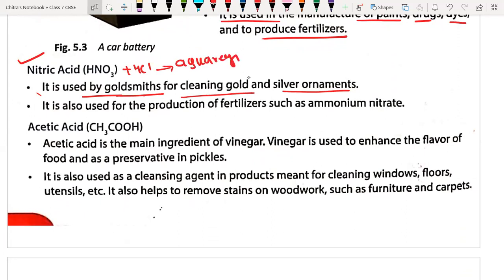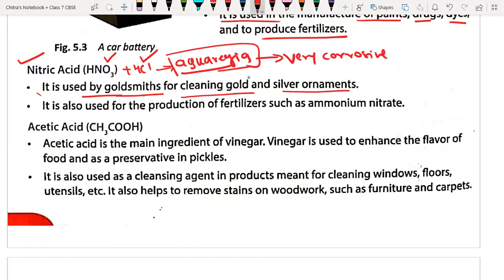Aqua regia. The mixture of concentrated nitric acid and hydrochloric acid is called aqua regia, and it is very corrosive and can corrode gold also. That's why in order to clean gold, we are using nitric acid. Nitric acid is also used in the production of fertilizer such as ammonium nitrate.